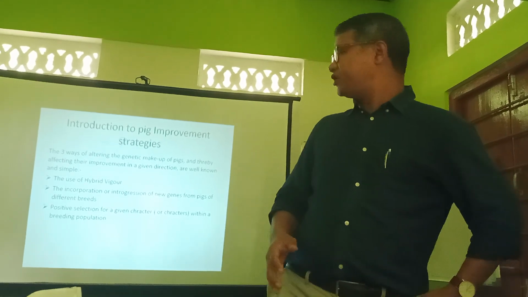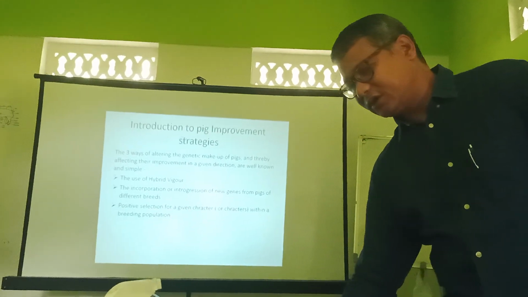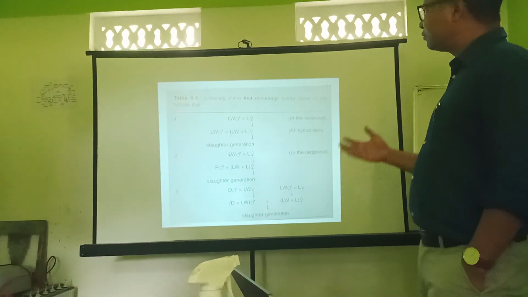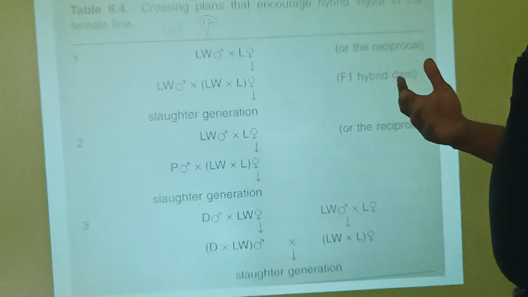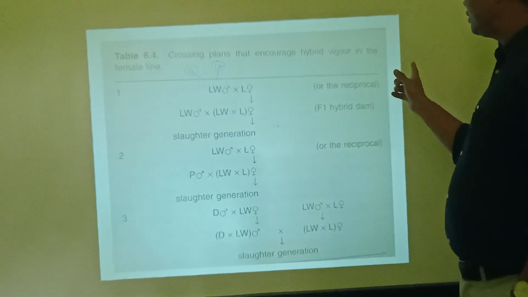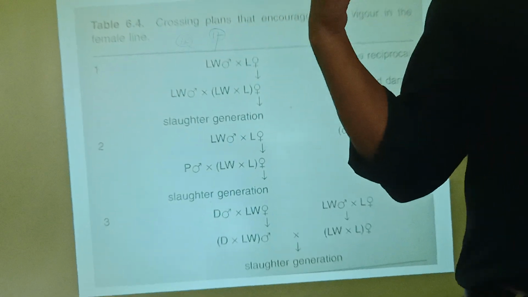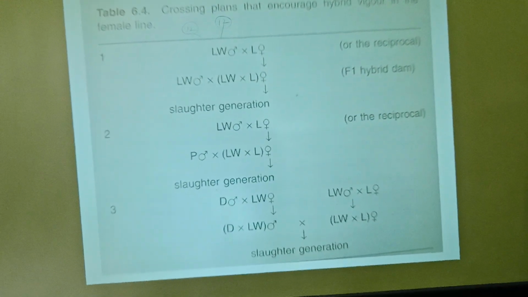So, these are some of the strategies which are used, and then the breeding program that mostly the crossing plans to encourage hybrid vigor in the female line. These are some of the crossing methods that are used.